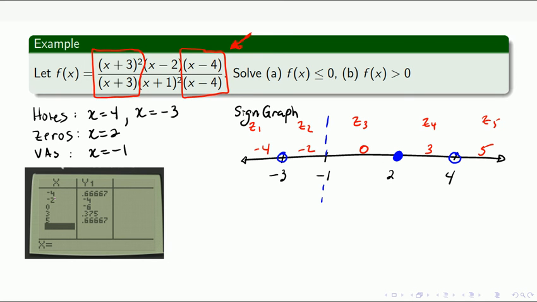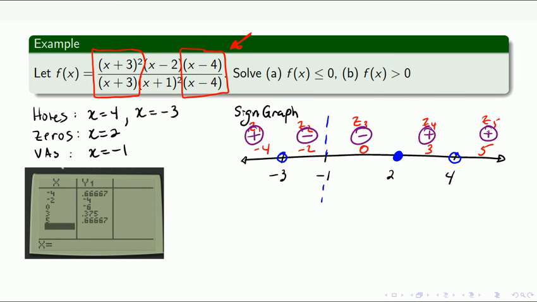When x is equal to -4, y is positive. So we are positive in zone 1. In zone 2, we get a negative, and so we're negative. In zone 3, we get a negative, and so we're negative. In zone 4, we get a positive, so we're above the x-axis. And in zone 5, we're still positive, so we're above the x-axis.